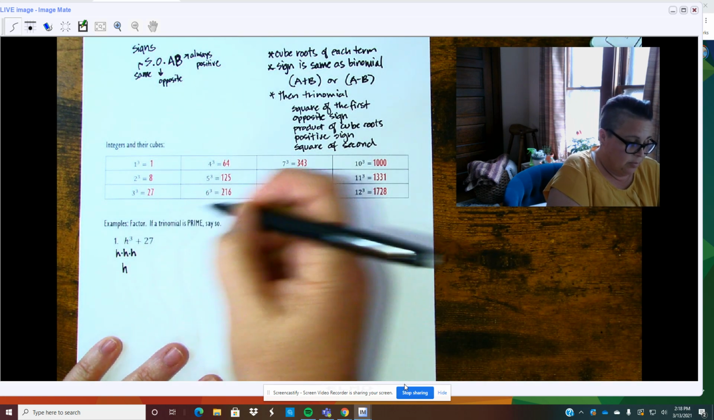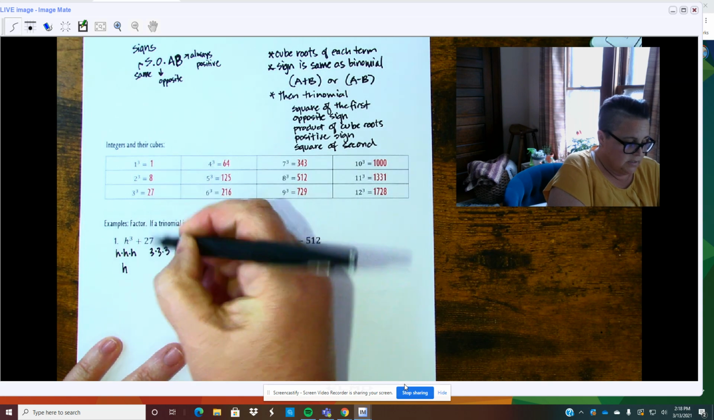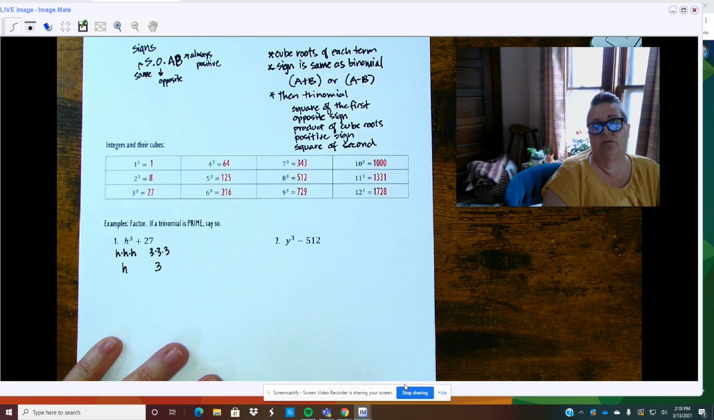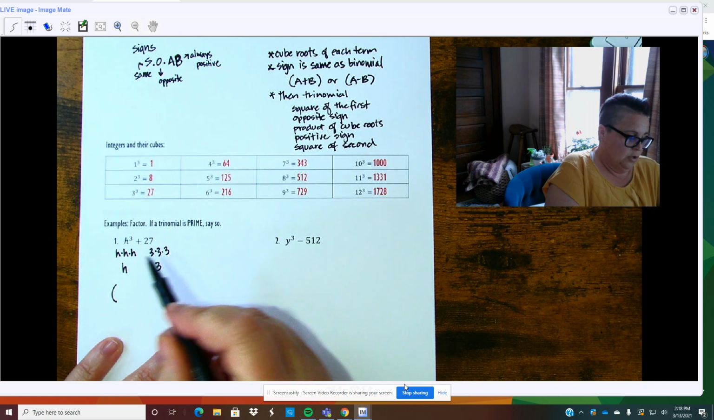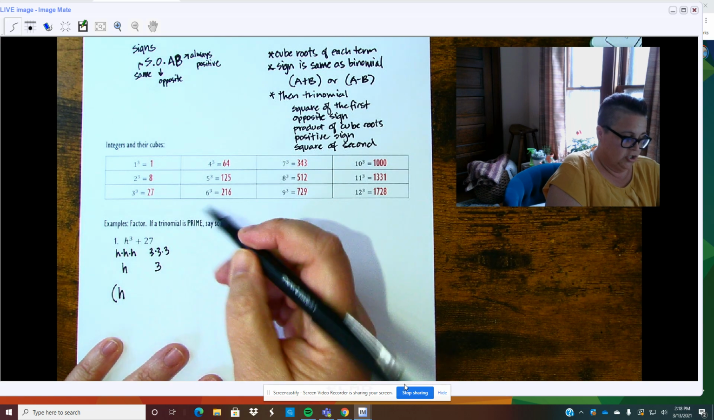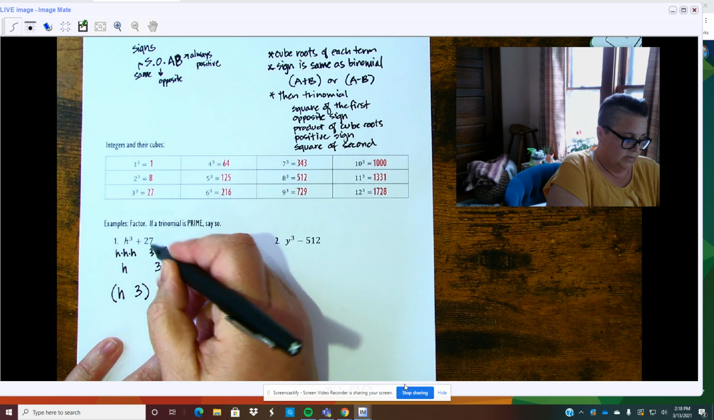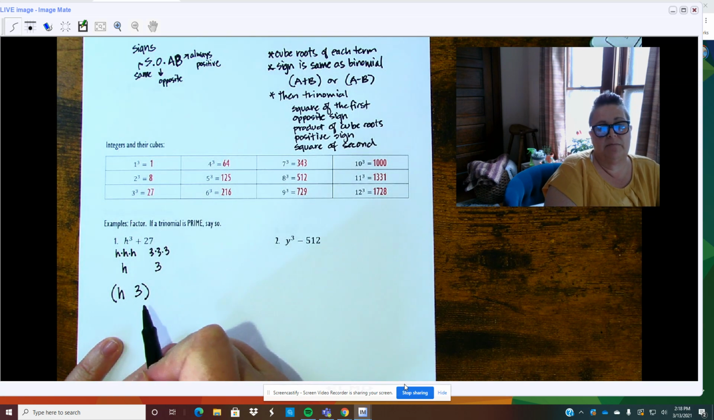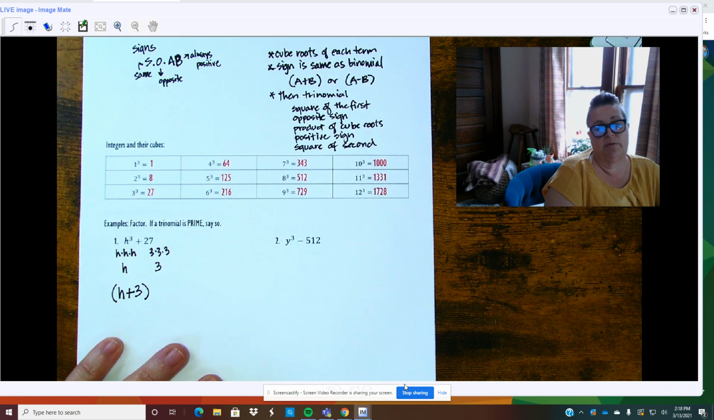27 is a perfect cube. 27 is 3 times 3 times 3. So I do have a cube root here of 3. Now, to use my pattern, I start with the cube root of the first term, h, and the cube root of the second term, 3. The sign between them is the same as the sign or the operator in the original expression.